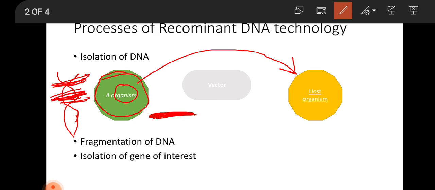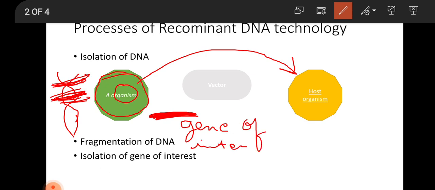The DNA fragments are separated by a technique called gel electrophoresis. Gel electrophoresis is a technique to isolate the gene of interest. The separated bands of DNA are cut from the gel and extracted from the gel piece. This process is known as elution. When we get this gene of interest, we can write here: gene of interest.